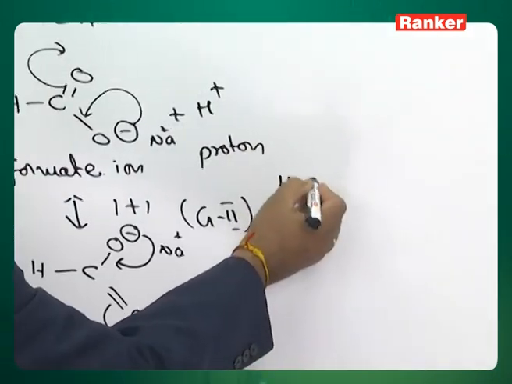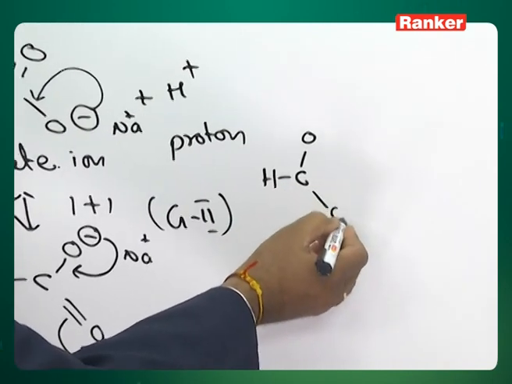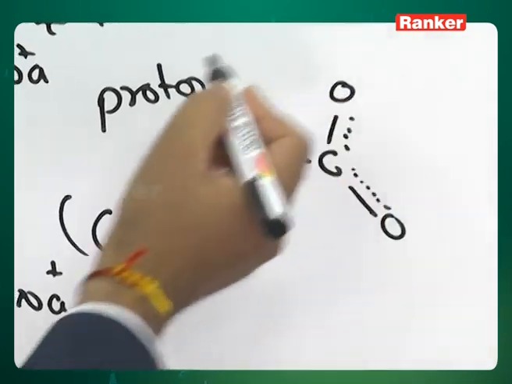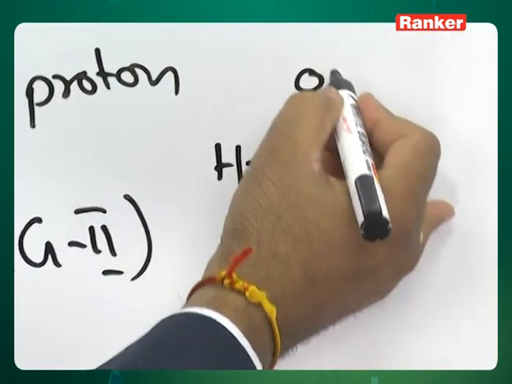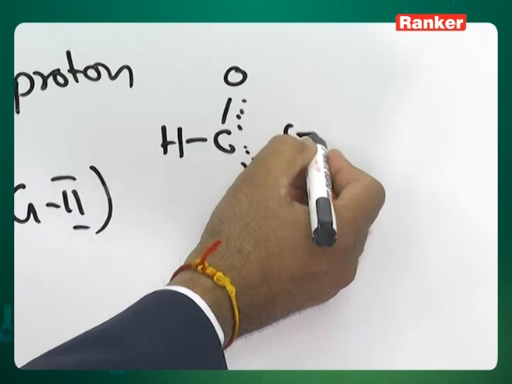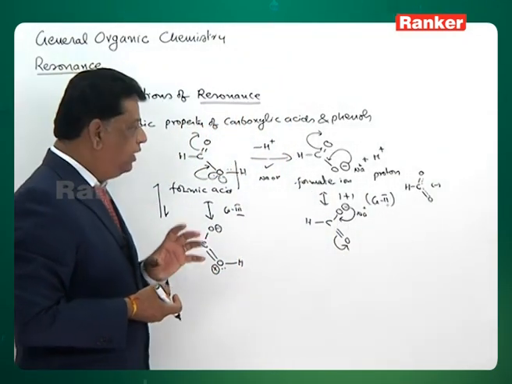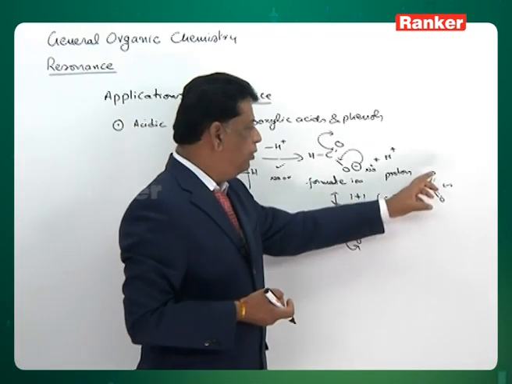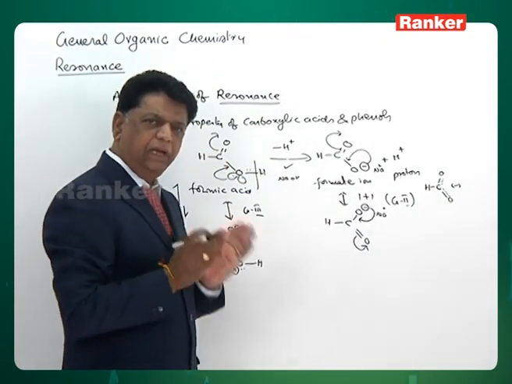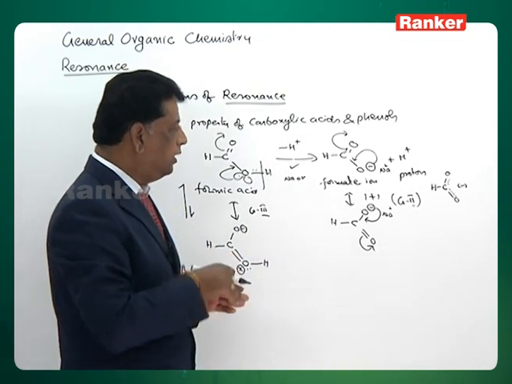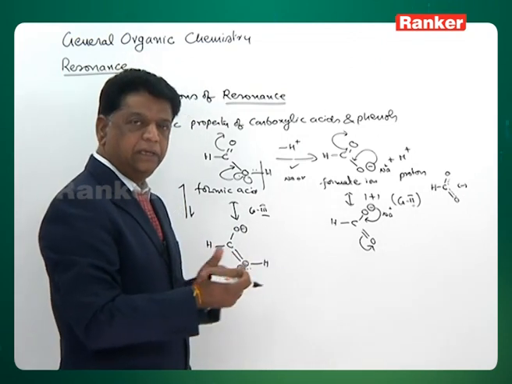A formate anion will have sometimes that side a double bond, sometimes this side a double bond, and the minus charge is sometimes on that side, so we write it in between. So this is called what? Resonance hybrid structure, in which both the C-O bonds will have some single bond nature and some double bond nature. It is not exactly a single bond or a double bond, but in between the double and single.